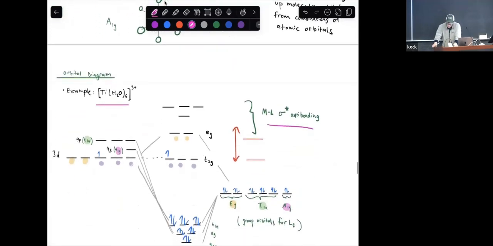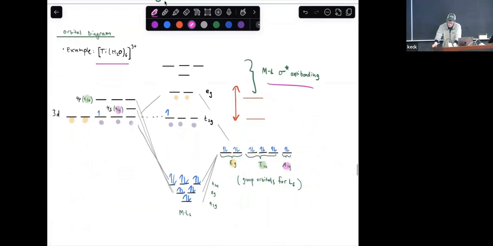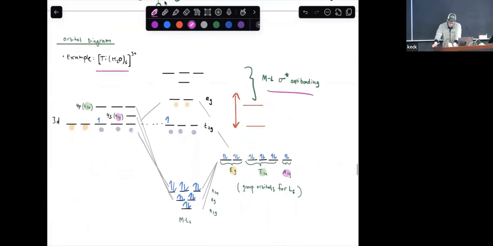Okay, now we're going to dive a little bit deeper, but I just want you to keep that connection to your intuition about the orbitals that you know and love. So let's now take a deeper dive, although hopefully not too deep, into a specific example. We're going to consider this titanium hexa-aqua 3+ complex.